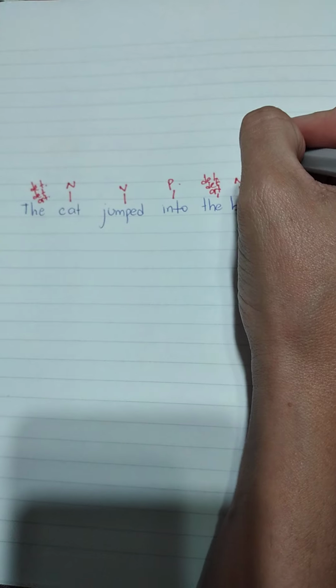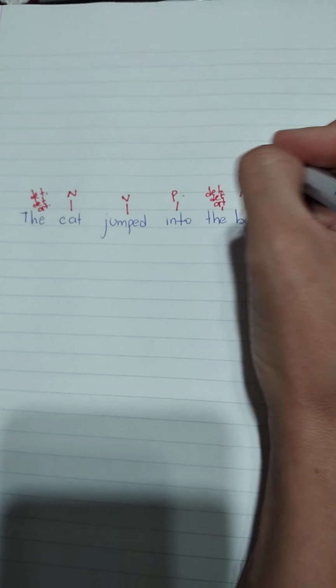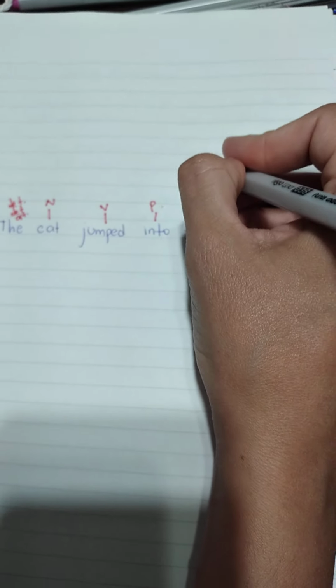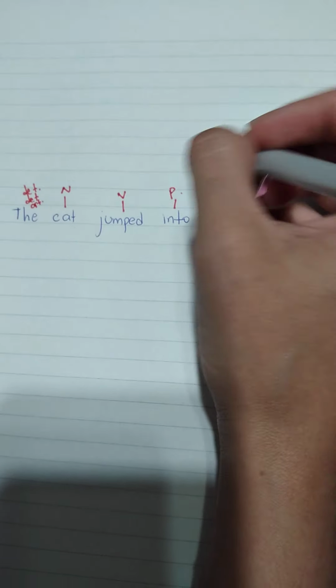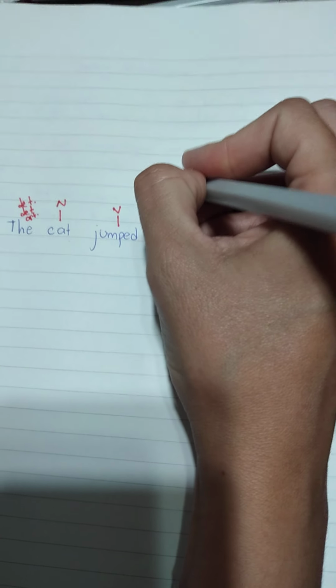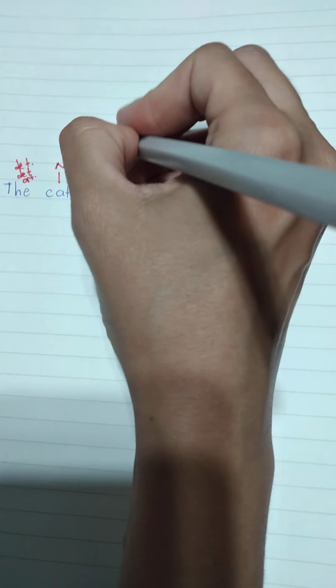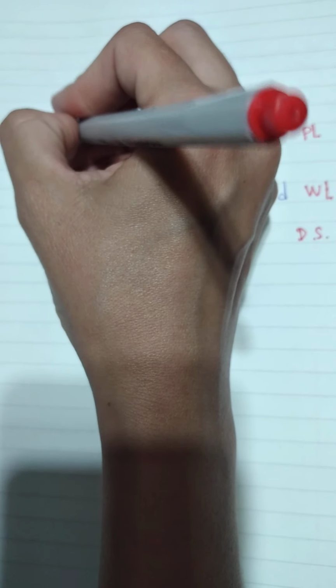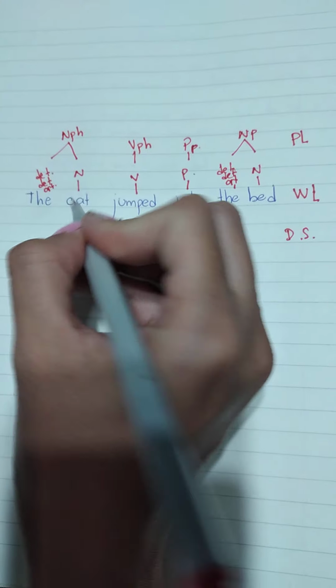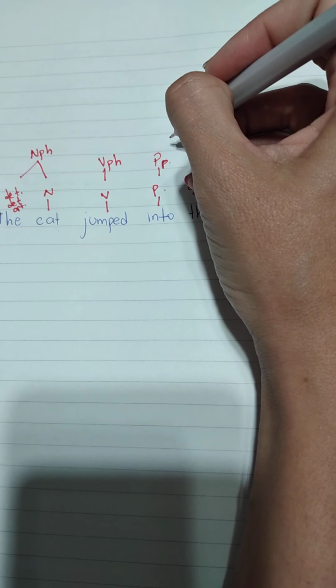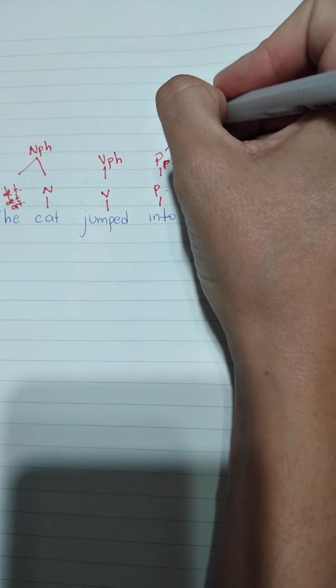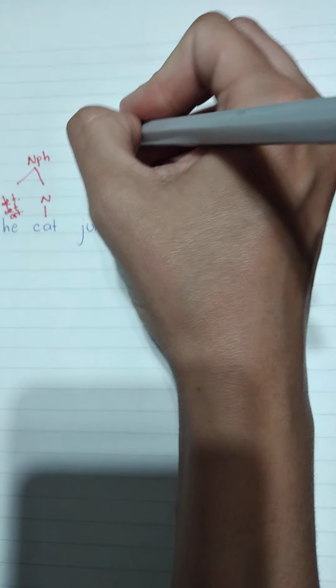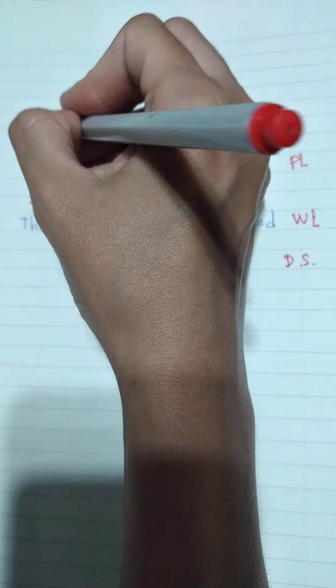Okay, let's see at the phrase level. First, we have a noun phrase here, which is the bed, a prepositional phrase, which is into, a verb phrase, and again a noun phrase, which is the cat. If we join here the prepositional phrase and this noun phrase, we have a prepositional phrase, a verb phrase, and a noun phrase.